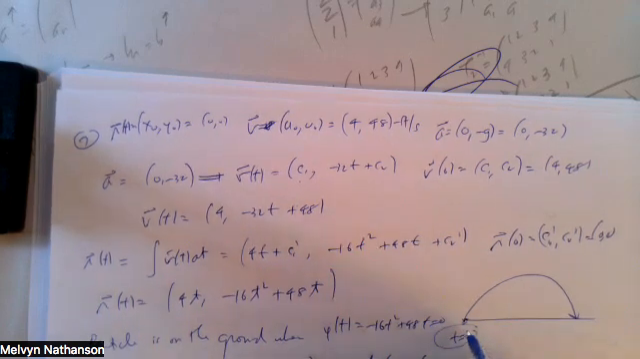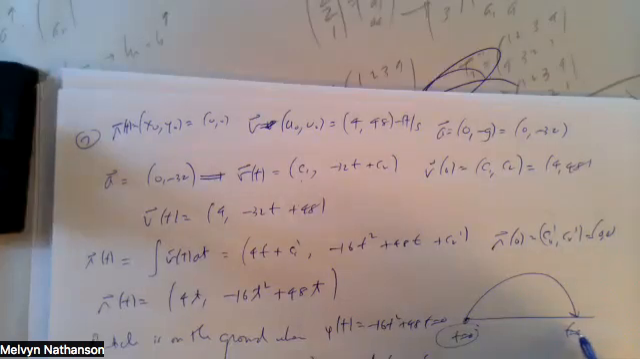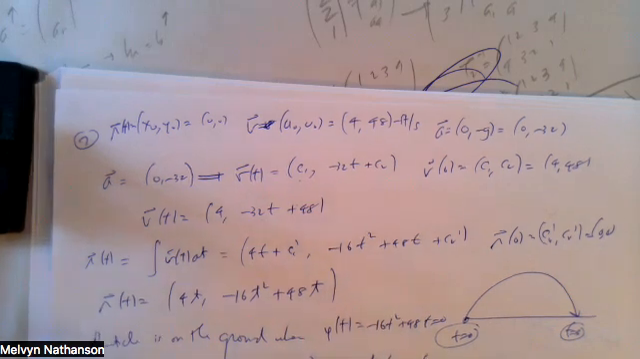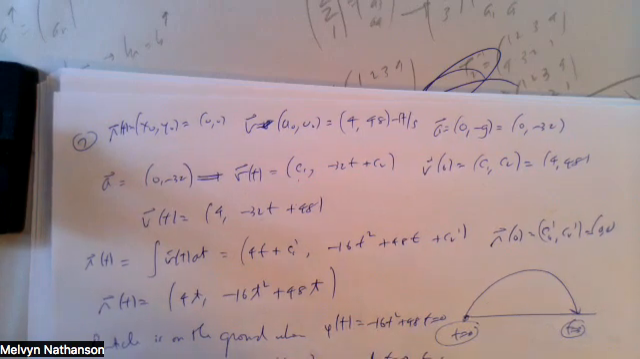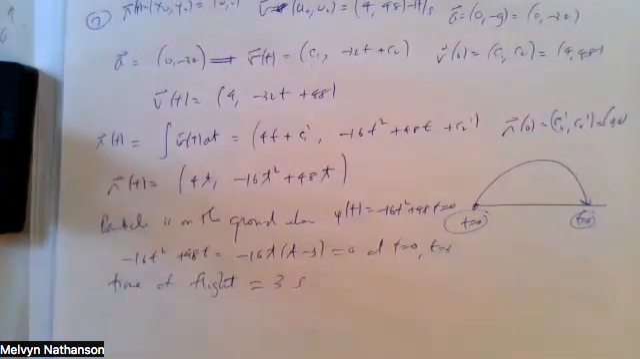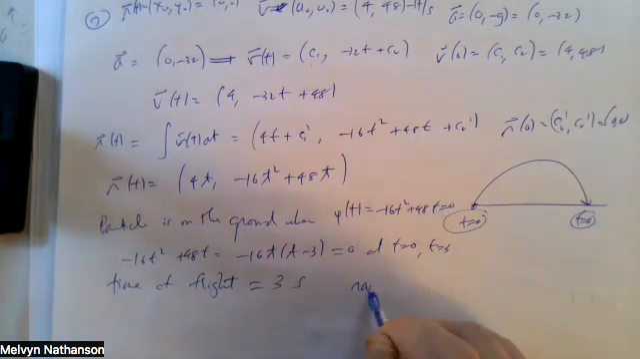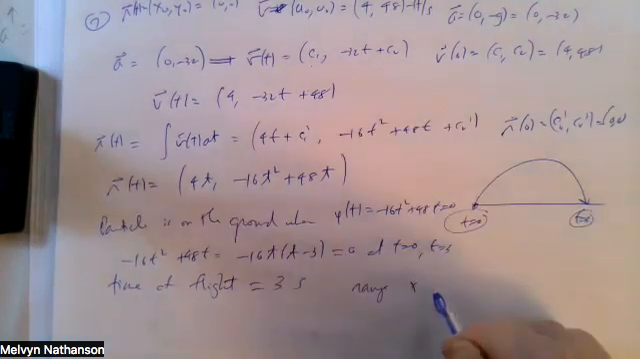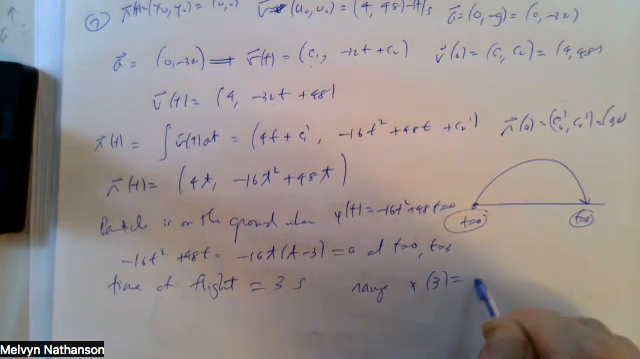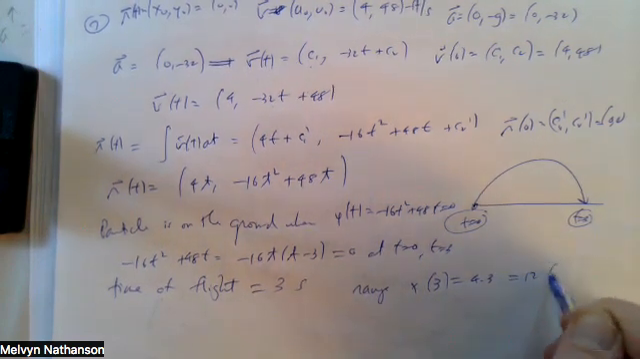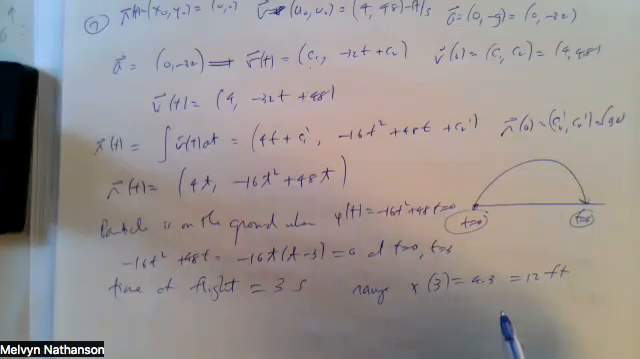t equals 0 is when it's launched. It's at ground level. The height is 0. And at t equals 3, it hits the ground. So the time of flight is 3 seconds. And where does it hit the ground? The range is the value of the x coordinate at t equals 3. That's 4 times 3, or 12. So this particle only goes 12 feet.